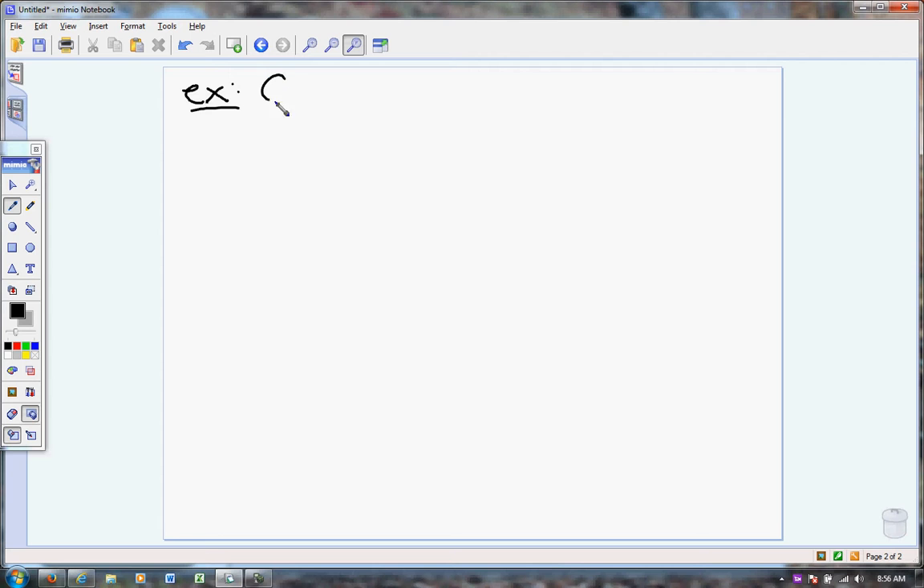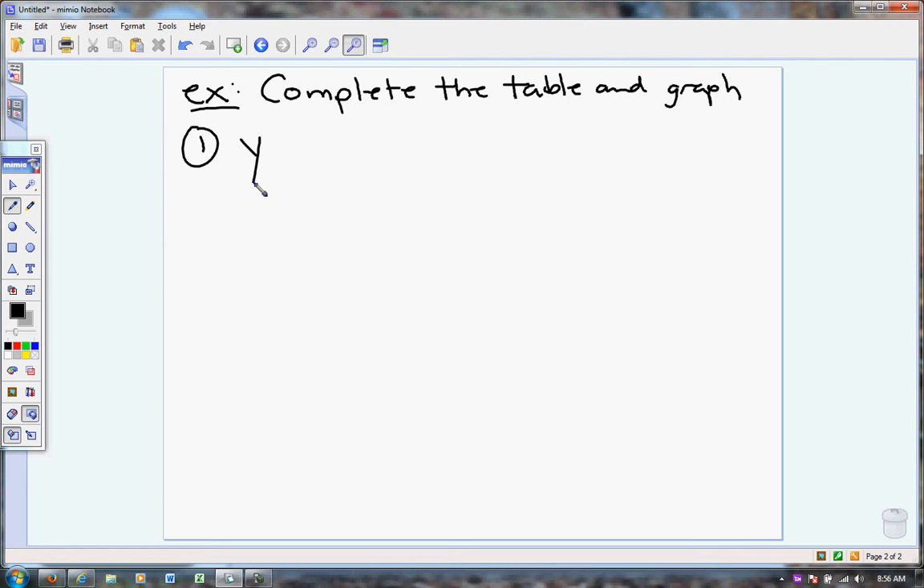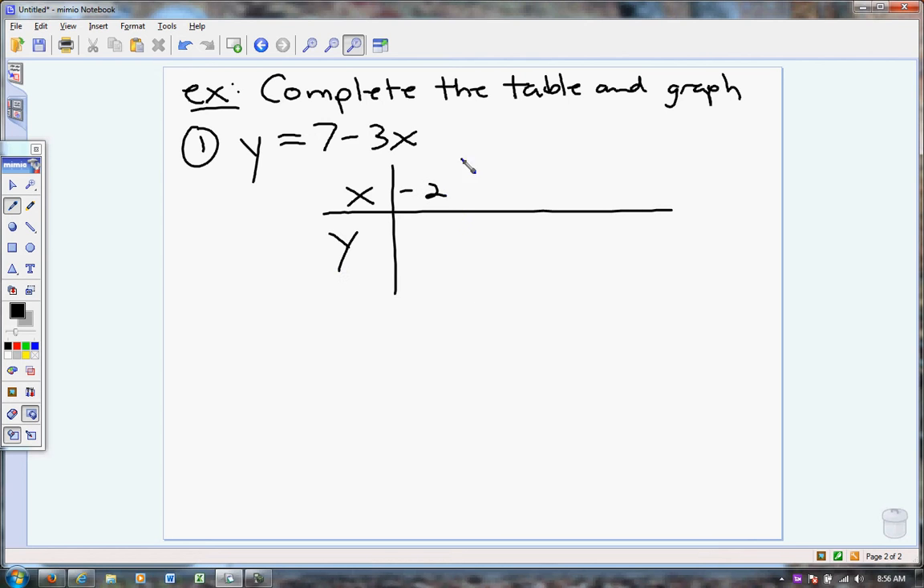Now, the next thing they'll ask you to do is they will say, complete the table and graph. And they're going to give you an equation, y equals 7 minus 3x, something like that. And then they're going to give you a table like this with some values, negative 2, negative 1, 0, 2, and 3, something like that. And they're going to say complete the table.